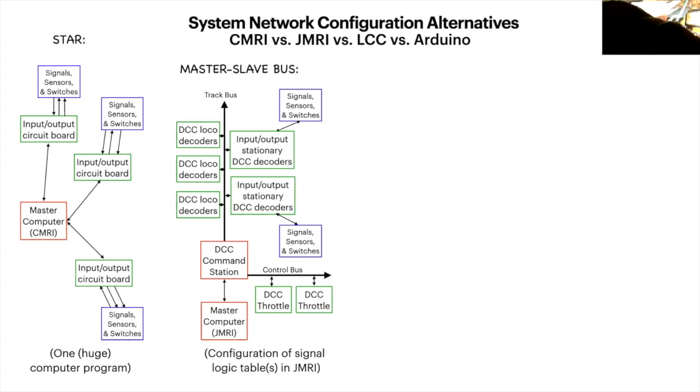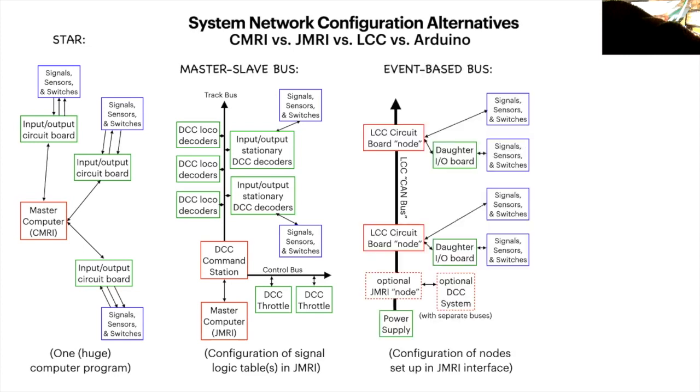This is slightly better because you can use the existing track bus to wire up your layout signaling system with the input-output stationary DCC decoders shown there. But it still involves the configuration of some pretty complicated signal logic tables in JMRI, and it requires that you have the JMRI computer hooked up to your command station, or else none of this works. It is, however, a good approach and being used by a lot of people. One of the drawbacks of it is that the track bus tends to get saturated with signals. One of the reasons for that is there are many redundant signals that are sent out to the loco decoders and the stationary decoders just to make sure everything is talking to everything else.